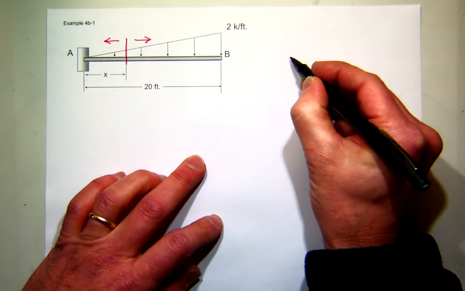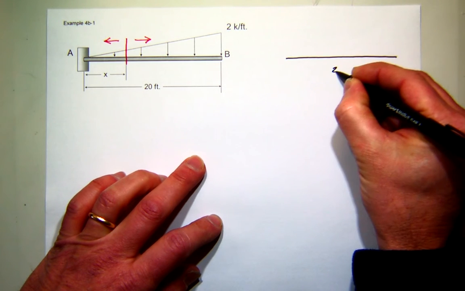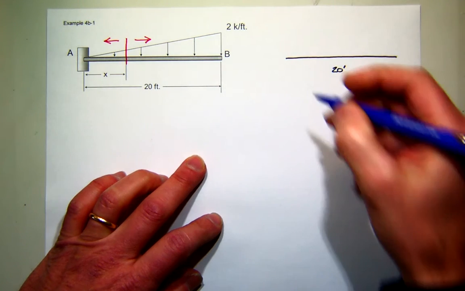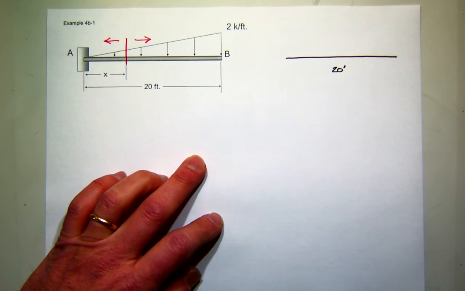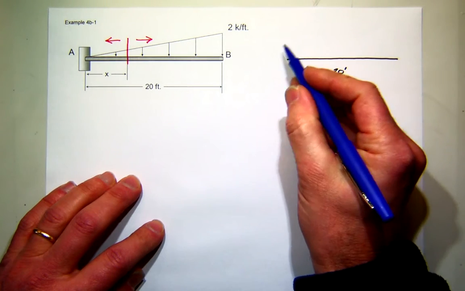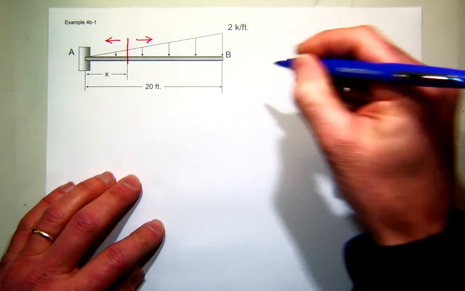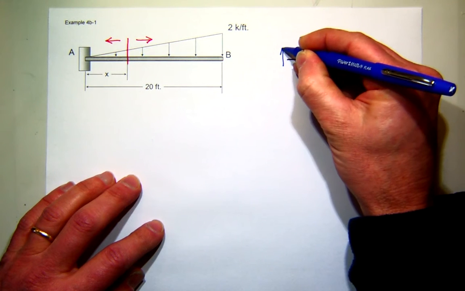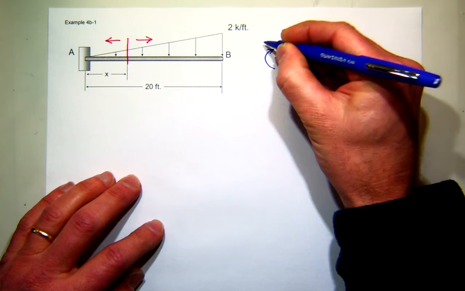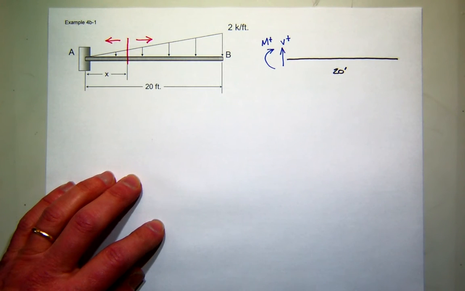So to start the problem, I'll find my reaction. So there's my free body diagram, 20 feet long. Now I'm going to start talking about shear force and bending moment. So I'm going to write my reactions here in terms of shear force and bending moment. So on the left side like that, a positive shear force is up, and a positive bending moment looks like that. Okay?